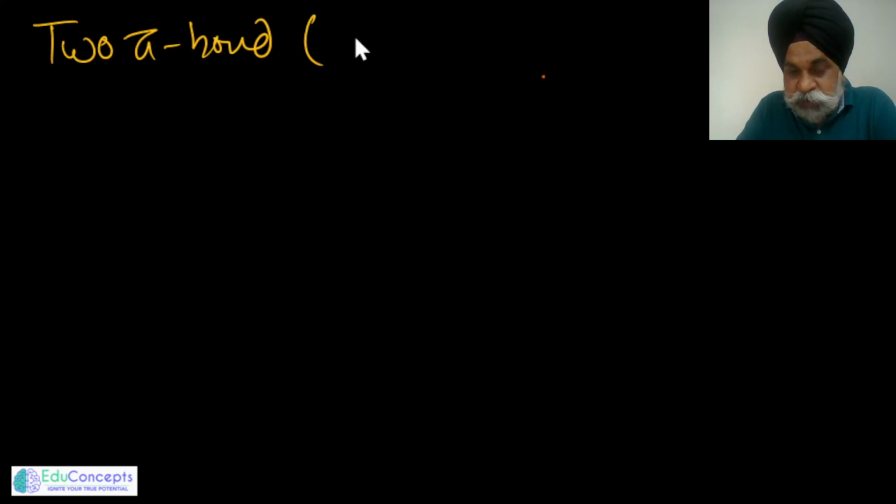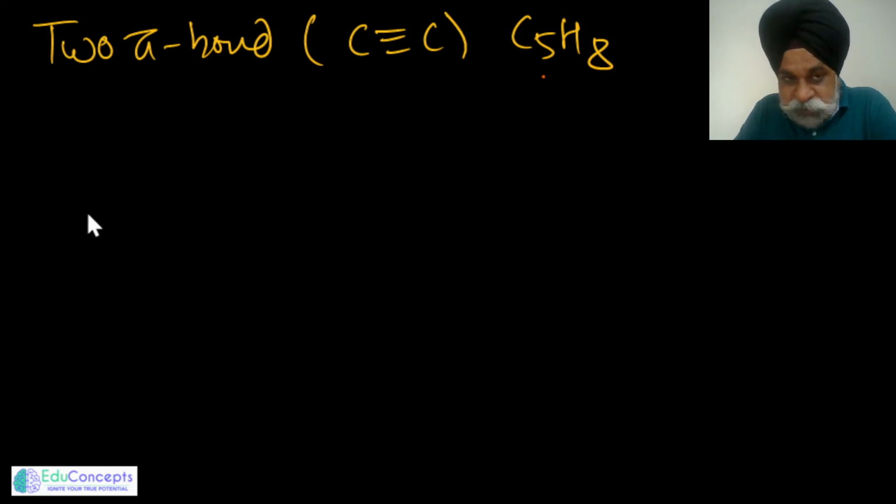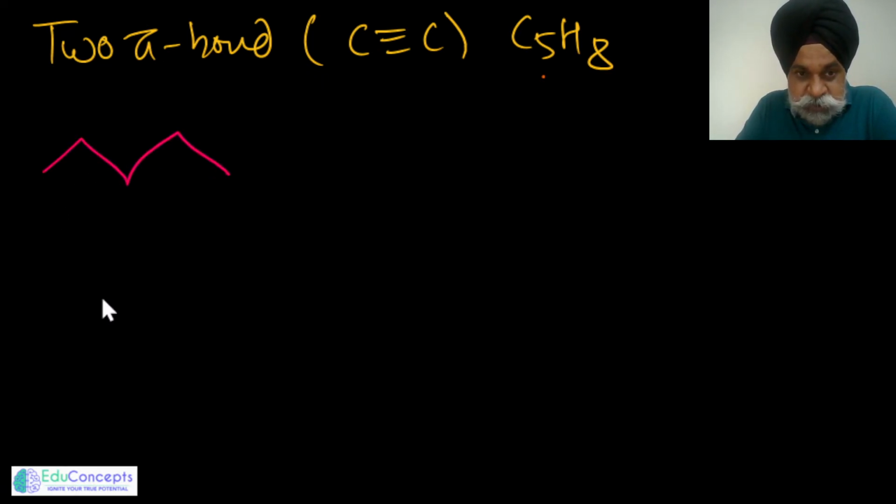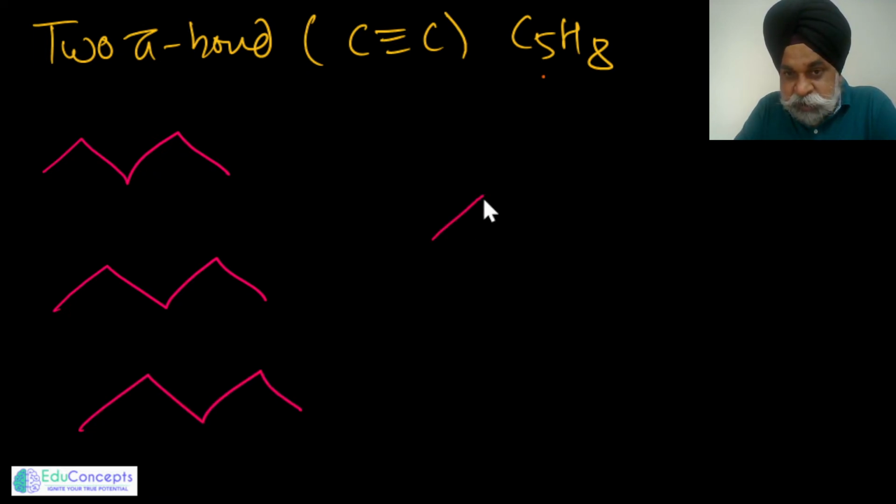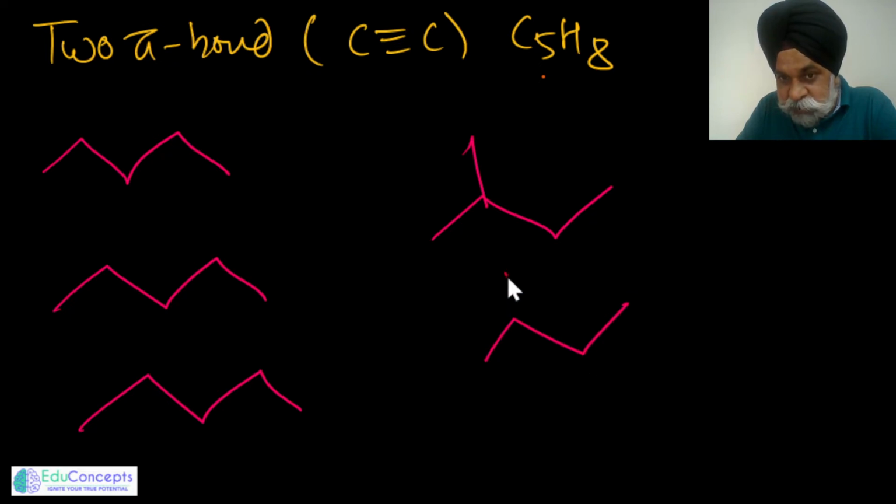Now you have again 2 pi bonds. Now these 2 pi bonds can be in the form of a triple bond also. If you have a triple bond, same formula C5H8, still the isomers are not complete. So 5 carbon atoms, you can draw the 5 carbon atoms like this. Now I would do it a little faster. You can draw it like this also. So I am randomly making all these carbon-carbon atoms with single bonds.